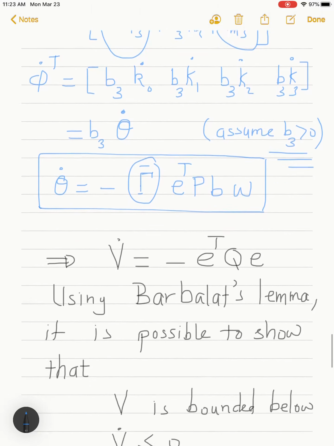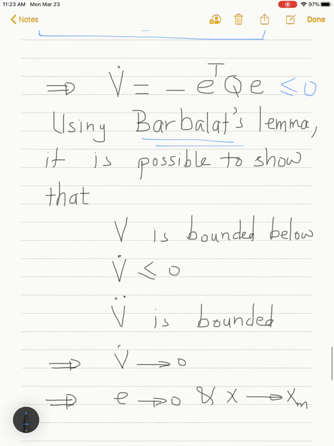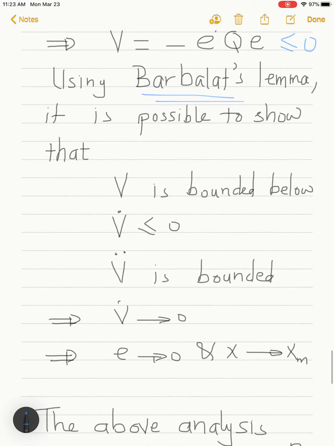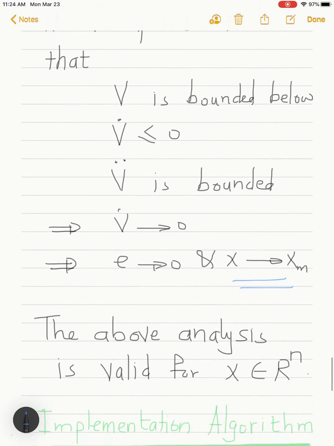Okay. Now, since v dot is negative semi-definite, we can use again Barbalat's lemma to show that v is bounded below, v dot is negative semi-definite, so v double dot is bounded. Same arguments that we have used before, and that will lead to the conclusion that v dot will go to 0, and if v dot goes to 0, then e has to go to 0, and that consequently will mean that x will go to the required trajectory xm.